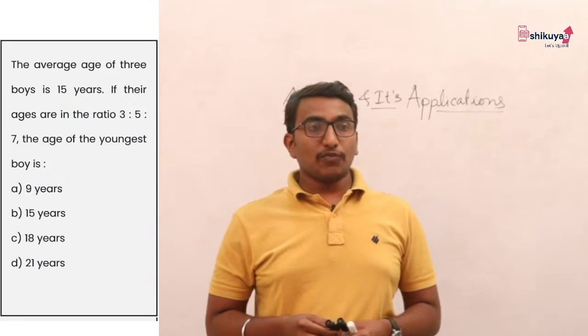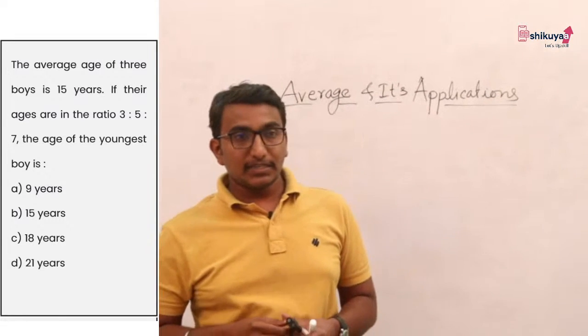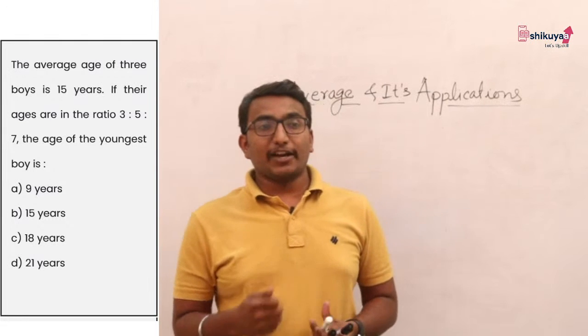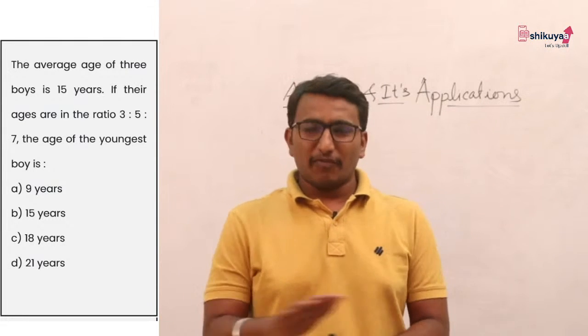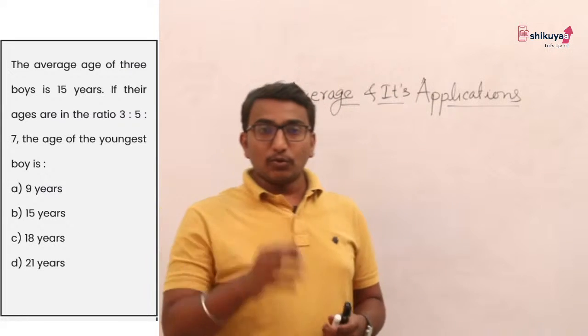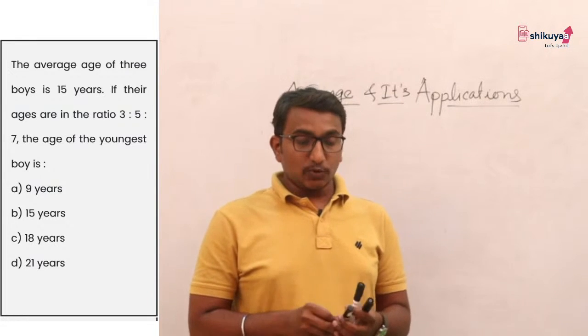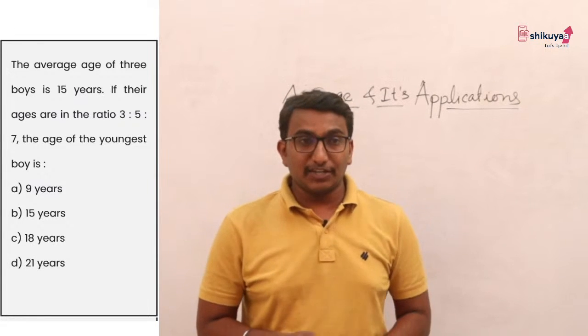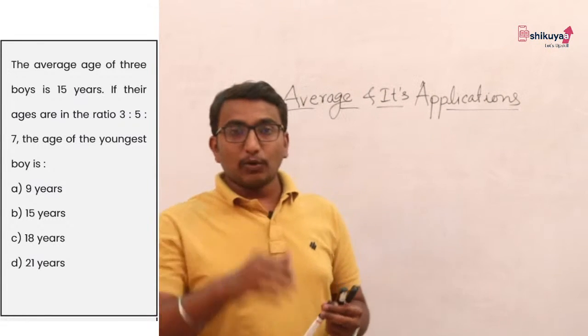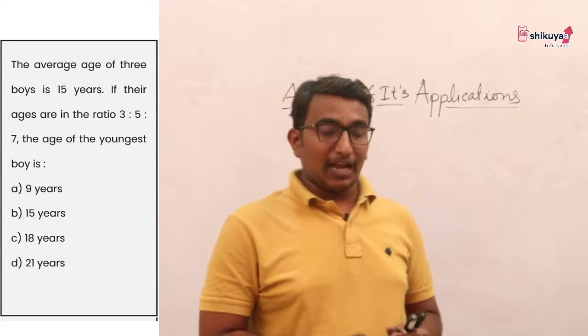The average age of 3 boys is 15 years. If their ages are in the ratio 3:5:7, the age of the youngest boy is? Very simple question. You have to understand, students, that here in this question there is an amalgamation of ratios as well as averages. Now you need to understand a very simple and basic formula of average.